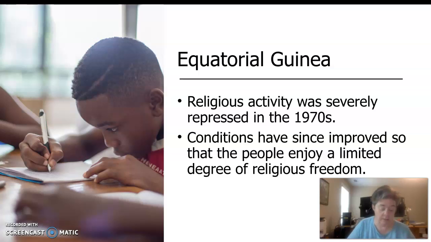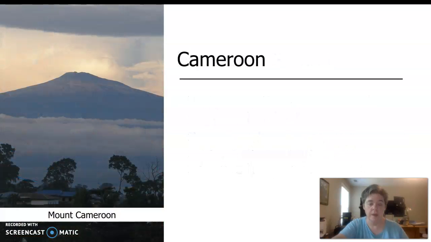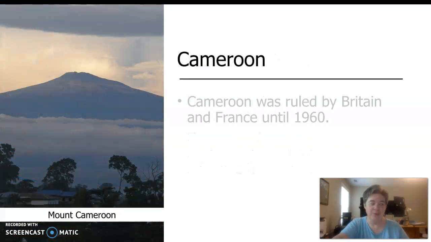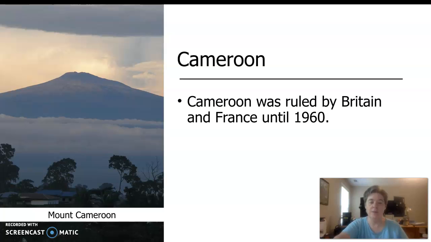They produce gold, bauxite, diamonds, and tantalum, whatever that is. But they do also have quite a few agricultural products as well. All right, third country, Cameroon. Cameroon was at one point ruled by the British and the French separately.